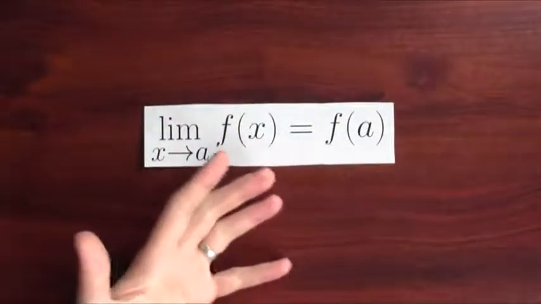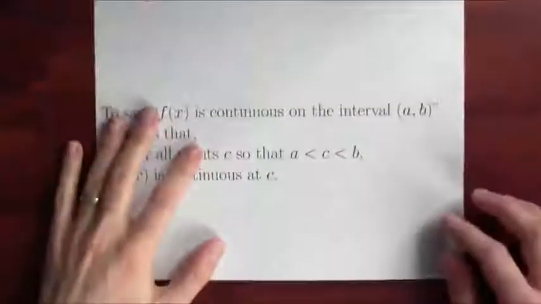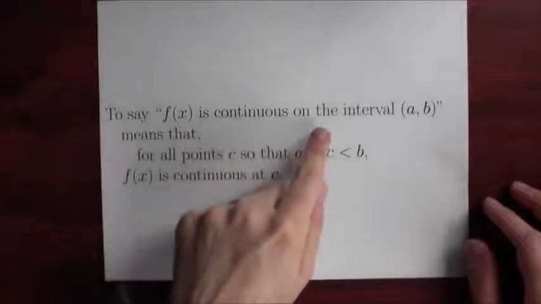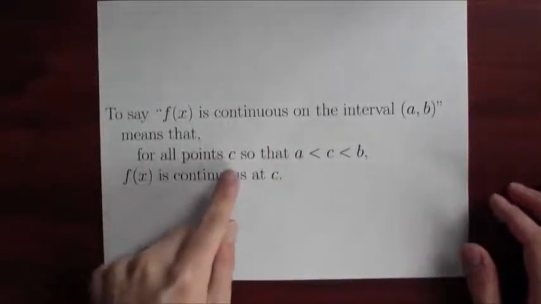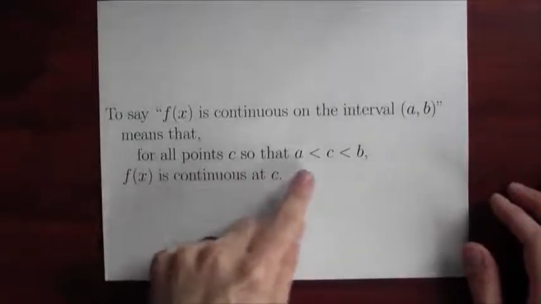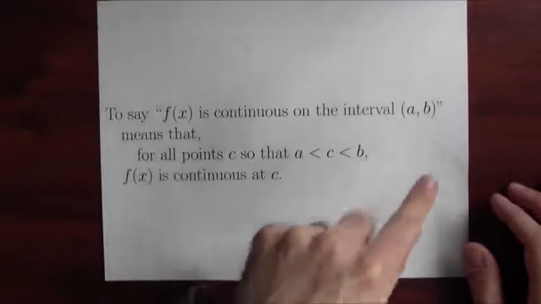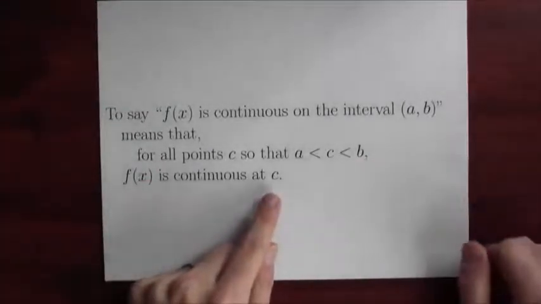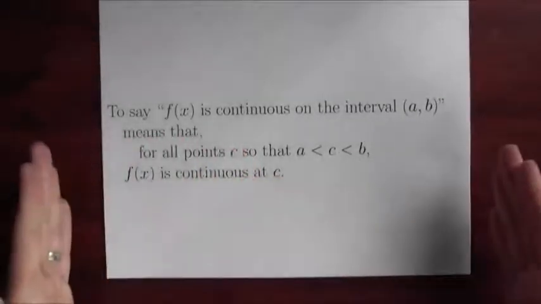But often we'll want to talk about continuity on a whole interval at once. So we'll get rid of this, and we'll make this slightly fancier definition. To say that the function is continuous on a whole interval from a to b is to say that for all points c in between a and b, so c is bigger than a and less than b, so c is in the interval (a, b), then f(x) is continuous at that point c. So this is what we mean when we talk about continuity on a whole interval at once. So that's the definition for open intervals.